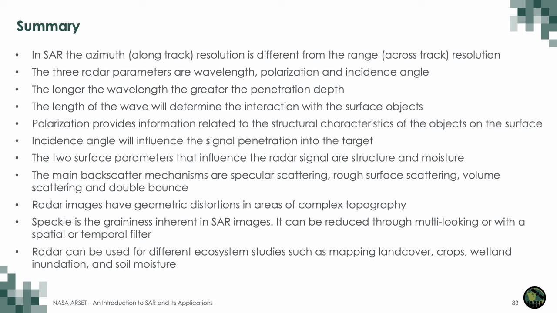The two surface parameters that influence the radar signal are structure and moisture, and that's super important. So radar is sensitive to structure and to moisture. The main backscatter mechanisms in radar are specular scattering, rough surface scattering, volume scattering, and double bounce. Radar images have geometric distortions in areas of complex topography, and these can be corrected up to a certain extent using a digital elevation model. Speckle is that graininess inherent in SAR images, and it can be reduced through multi-looking or with a spatial or temporal filter. And then finally, radar can be used for different ecosystem studies, such as mapping land cover, mapping crops, wetland inundation, and soil moisture, to name a few.